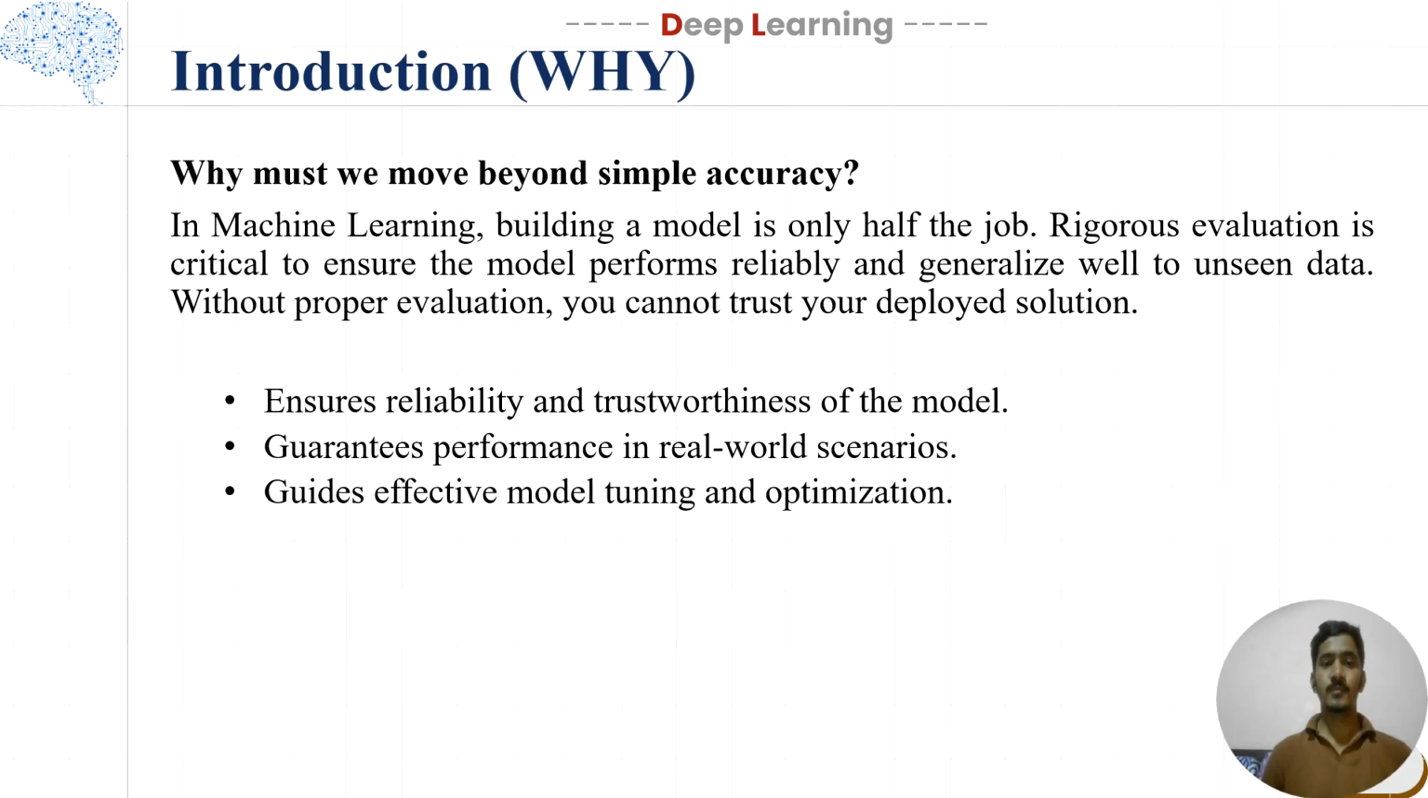In machine learning, building a model is only half the part. The most important part is evaluating how well the model performs in real world conditions. Just knowing that a model is accurate is not enough. We must know how and where it makes mistakes. Proper evaluation ensures that our model is reliable, trustworthy, and can generalize well to unseen data. That's why we move beyond the simple accuracy and use detailed evaluation metrics.